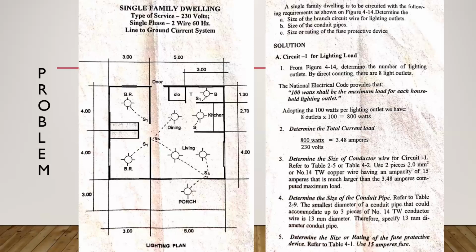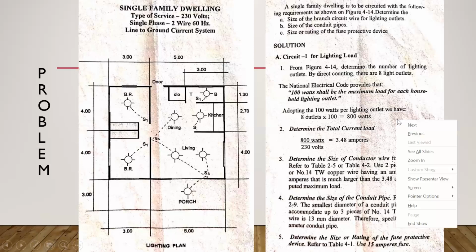So, balikan natin itong number 2. Meron tayong na-compute na total current load na 3.48. So, kung isipin natin, ito lang yung current load ng ating circuit number 1. So, ano ba yung minimum size available sa market na amperes para sa ating overcurrent protective device or yung ating fuse or yung ating breaker. Yung 3.48, mapufall siya sa 15 amperes.